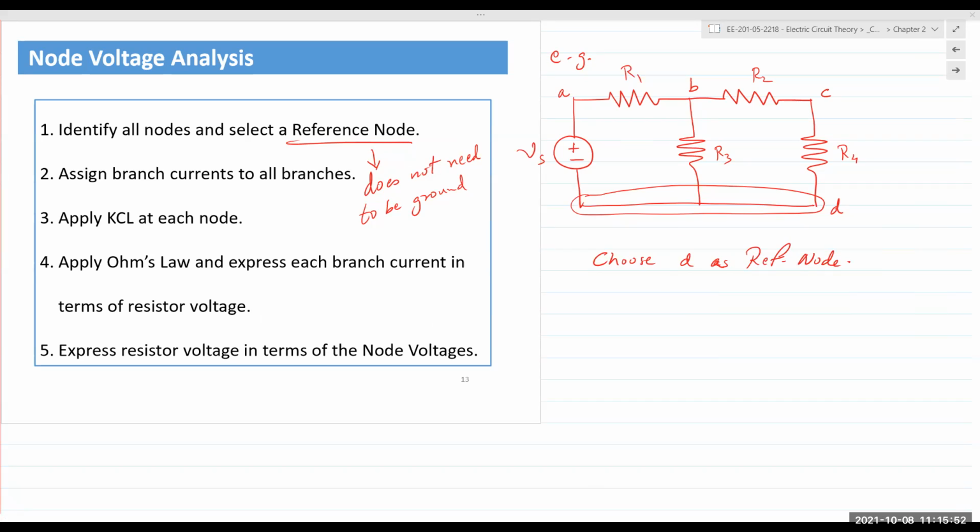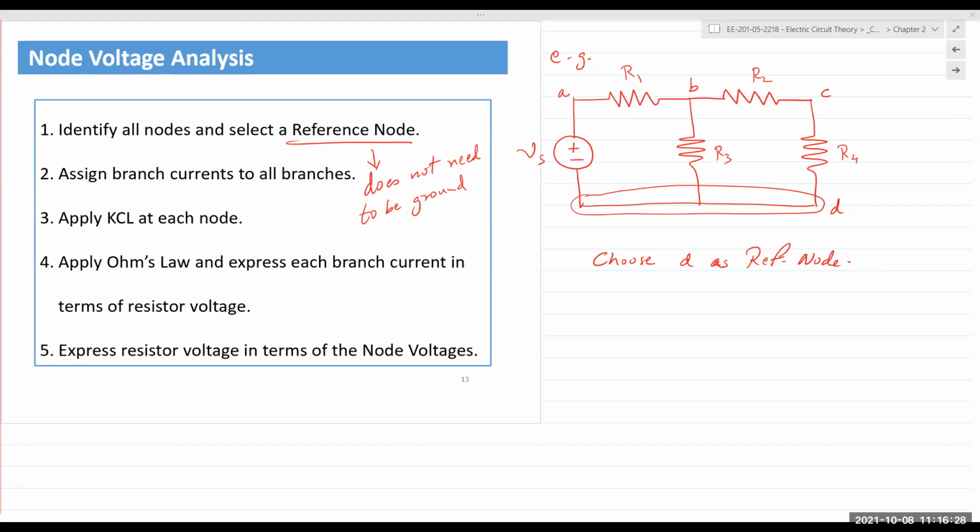Step 2, we assign branch currents to all branches. Now, this step goes back to the point that I made in the first week of class. We assume current directions, and that assumption is up to you, but those assumptions are based on certain logic. So let's look at what logic tells us, or basically facts, if you will. Vs has plus up top, minus on the bottom. So which direction is the current for Vs flowing? It's going up, right? A voltage source is a supply, so it's supplying energy, it's supplying power.